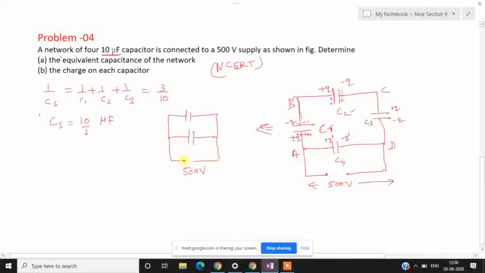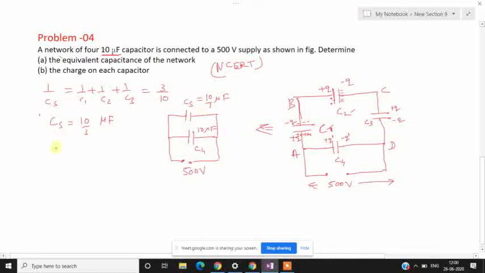I'm explaining with more steps; you can cut short the steps also. CS will be 10 by 3 μF, and C4 is 10 μF. Now they are connected in parallel, so you can find out the equivalent capacitance of that.